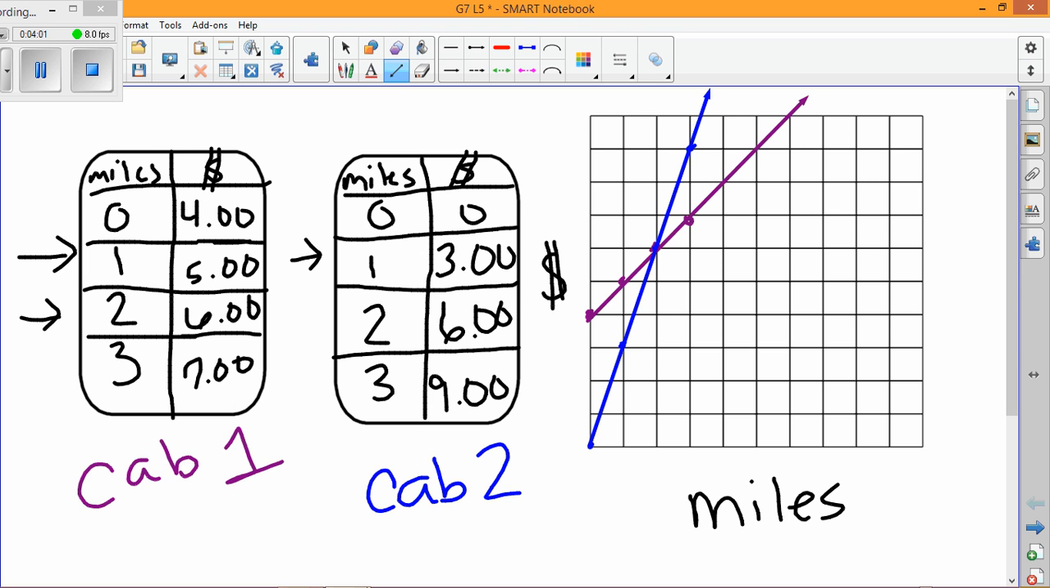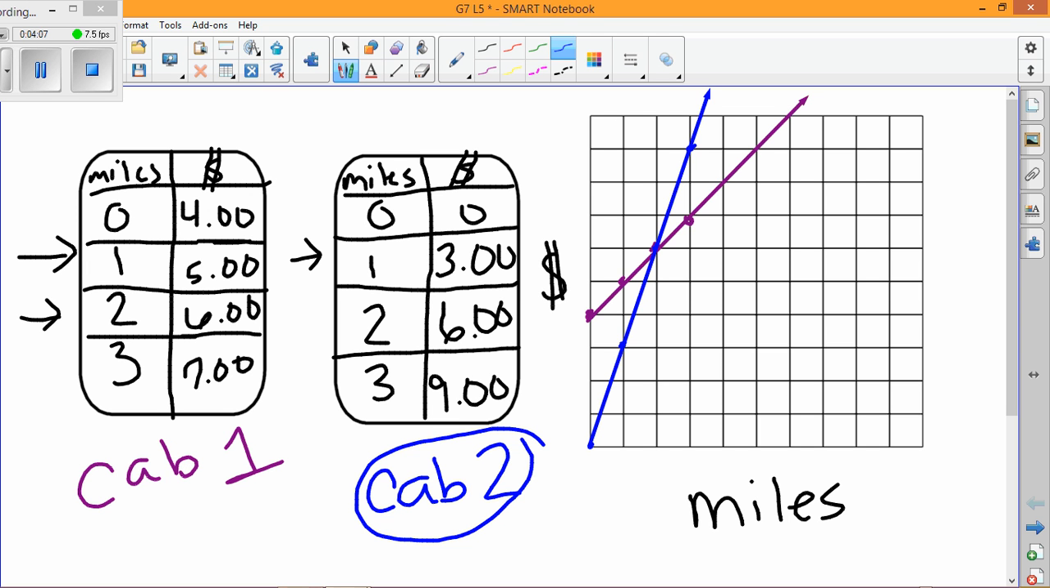And more importantly, cab 2 is proportional, and we found out from several examples today that we can tell by a graph if something is proportional by the fact of it starting at the origin and being a straight line when graphed. If it is not a straight line, or it does not start at the origin, it is not proportional.